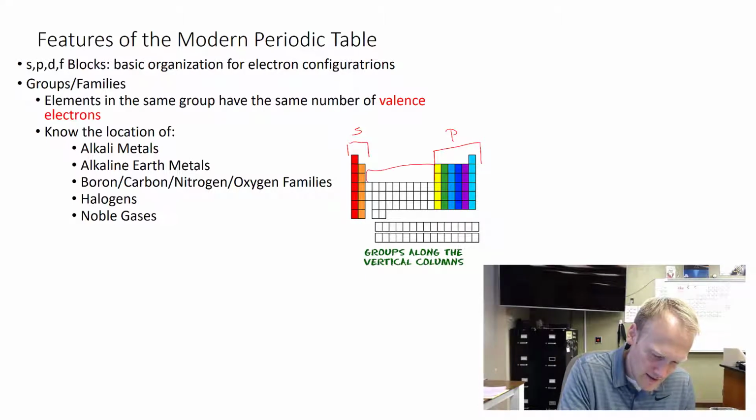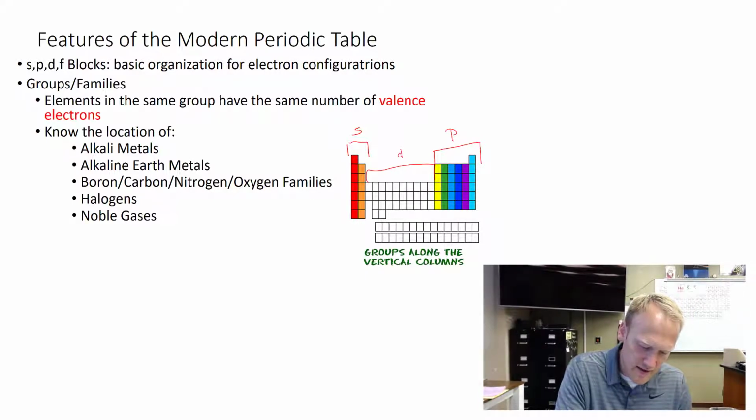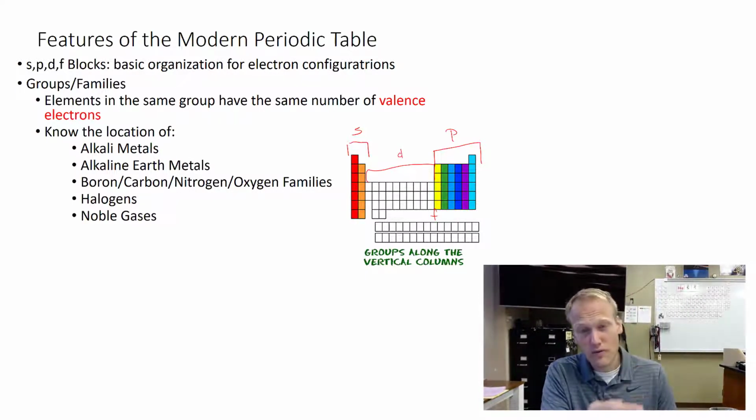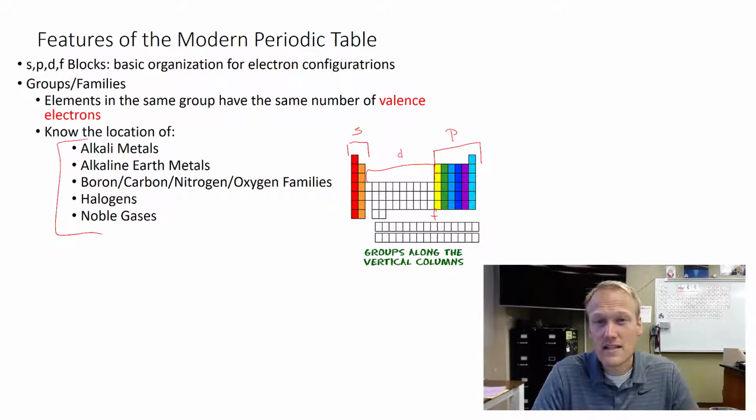D block is the transition metals. And then F block is down here at the bottom, which can hold 14 electrons because there's 7 orbitals in an F sublevel. Typically, these columns have similar properties because of their similar electron configuration notations and their same number of valence electrons. A lot of the columns also have proper names like alkali metals and noble gases.